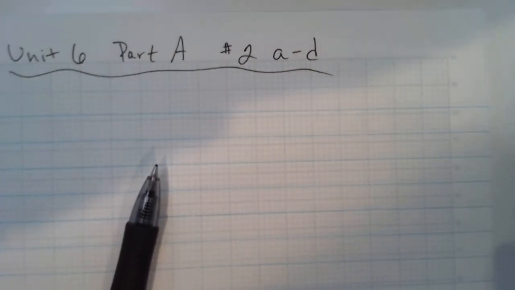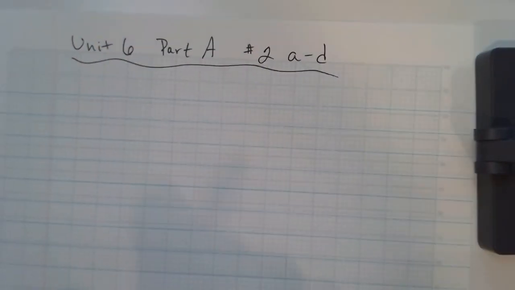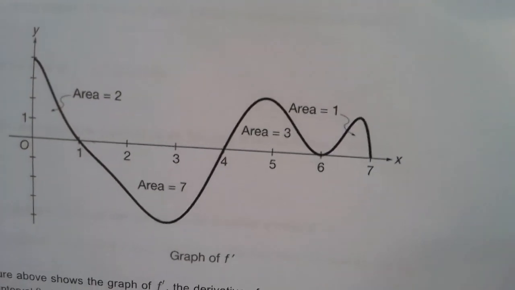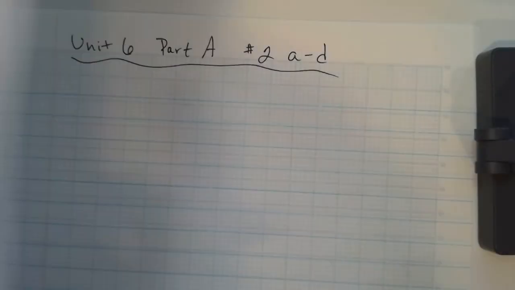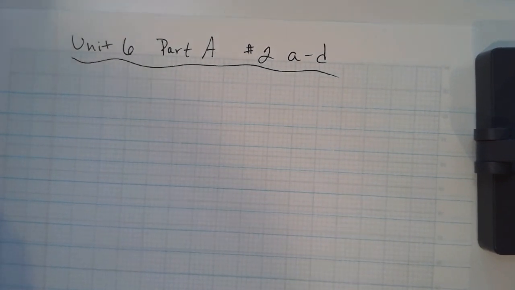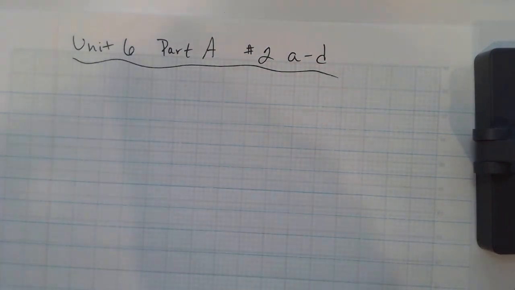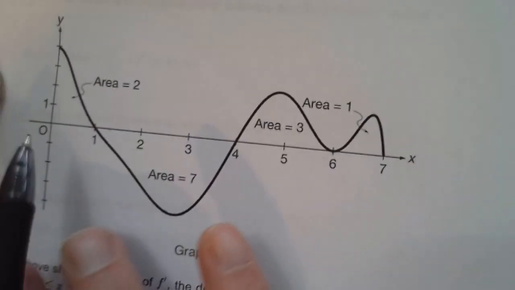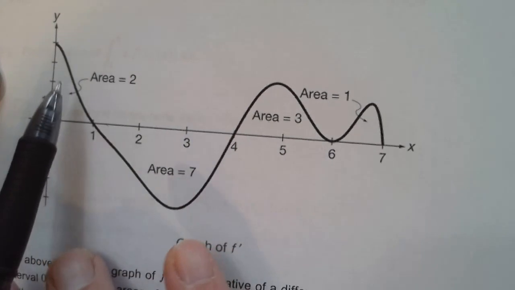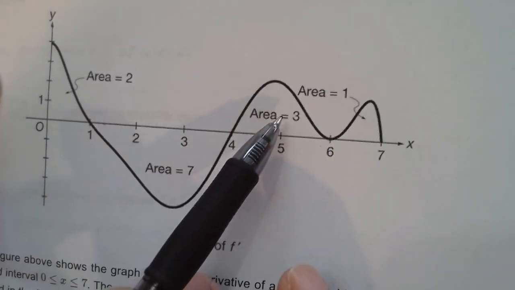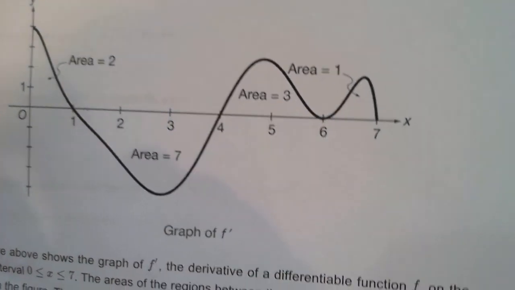Alright, we are doing Unit 6, Part A, number 2A through D. Let's see. This is given to us. That is the graph of f prime. Part A says find the value of the integral of f prime from 0 to 7. So integrating from 0 to 7 of f prime, you're just adding up the areas: positive 2, negative 7, plus 3, plus 1. So we get our answer.